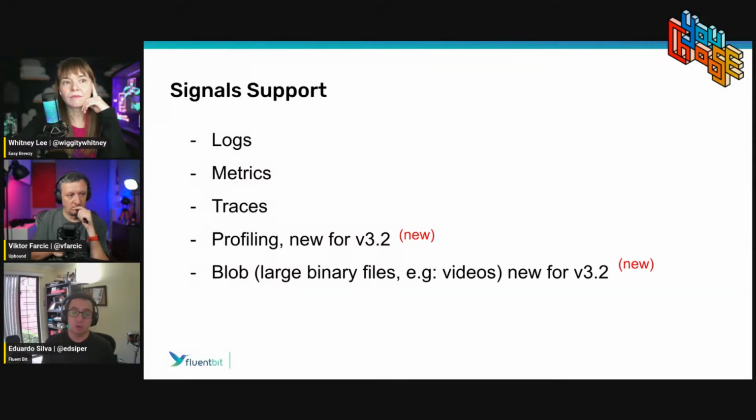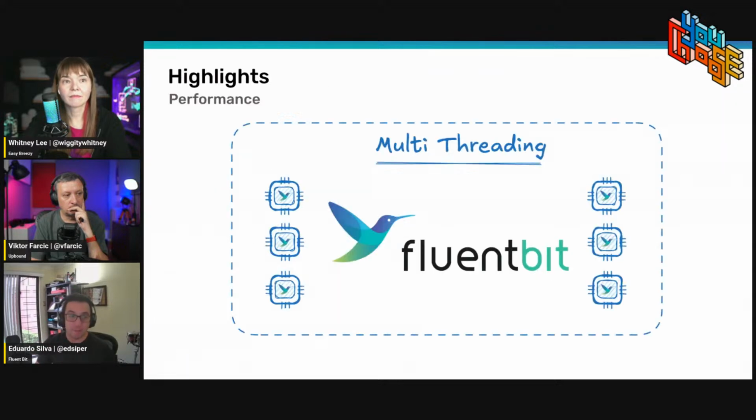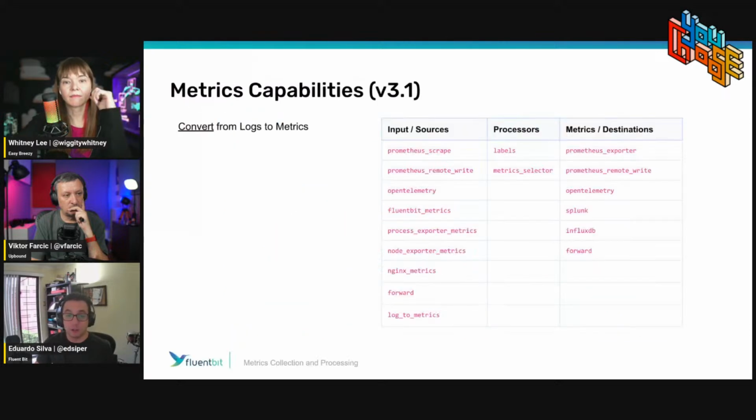And at the end of this month, we are launching profiling support, which is in beta on the OpenTelemetry side, and a new one that we call blob, or large binary files. This is a really interesting use case. Imagine that you have autonomous cars recording videos, and you need to have those videos in the cloud. Fluent Bit is able to process those files now. It supports multi-threading, very capable of making use of your resources. We can do metrics processing, metrics scraping, and deliver those metrics in a native format.